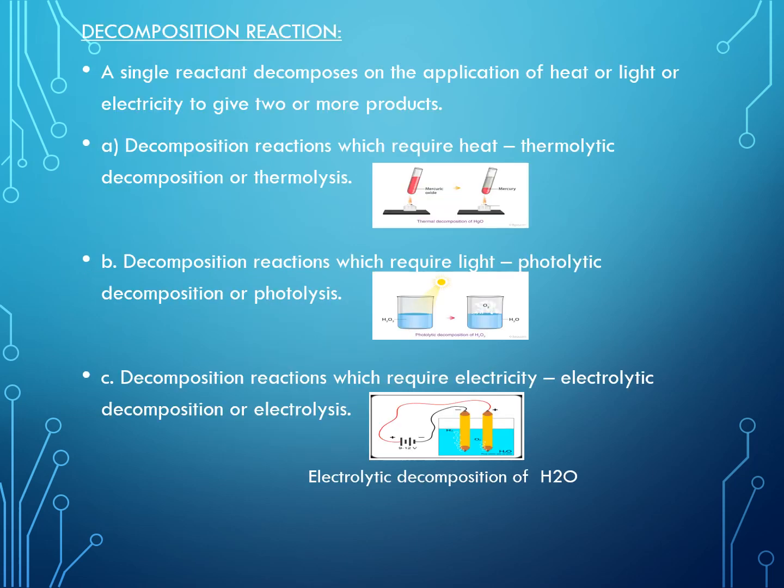Decomposition reaction is the breaking of a single reactant into two or more products. If this decomposition happens with the help of heat, when it requires heat, that is known as thermolytic decomposition or thermolysis. When it requires light for decomposition, then it is known as photolytic decomposition or photolysis. Similarly, when we use electricity for the decomposition process, then this is known as electrolytic decomposition or electrolysis. Like water is decomposed into hydrogen and oxygen gases with the help of a flow of current.